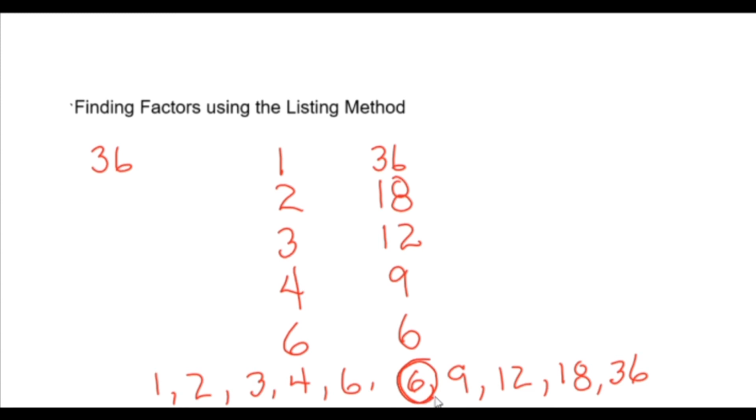Notice we have two 6s listed. If you're asked how many factors does 36 have, it has 10, and you count both 6s. But if the question is how many different factors does 36 have, you don't count the 6 twice, and the answer is 9. Look out for this trick question on tests.